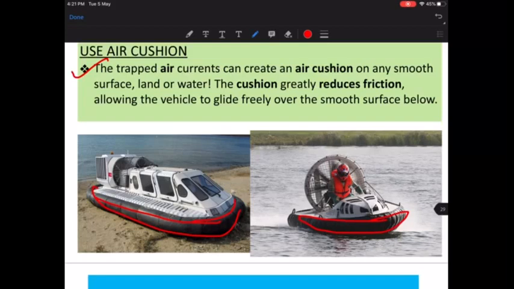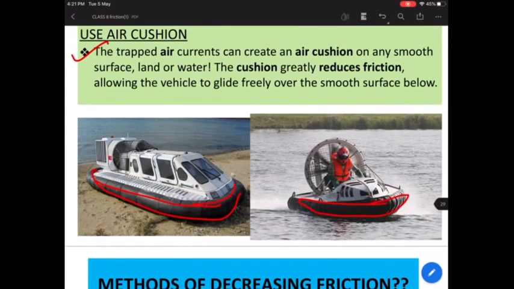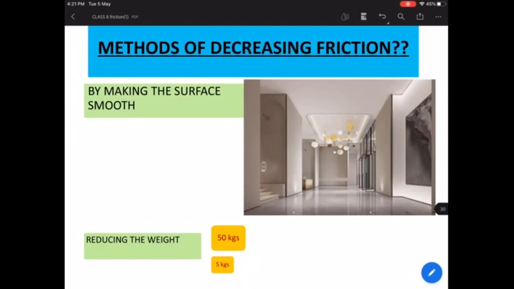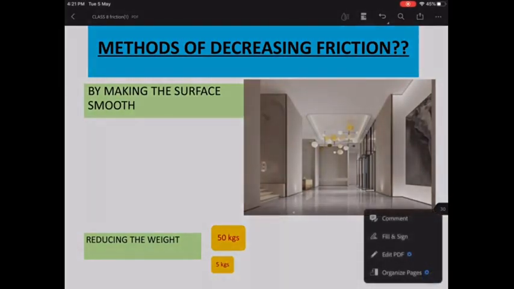What happens when you wrap something using bubble paper? Bubble paper is also a kind of air cushion, correct? So you can use air cushions. Now, how did you increase friction? By increasing the weight. So how will you reduce the friction? You will reduce the friction by reducing the weight, exactly opposite to what you did in the case of increasing friction.